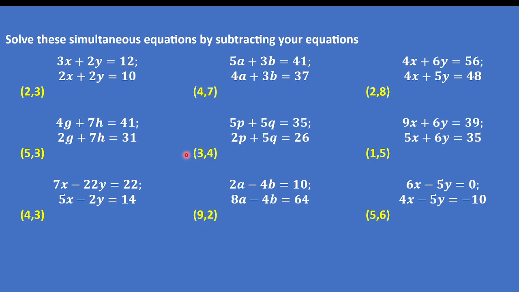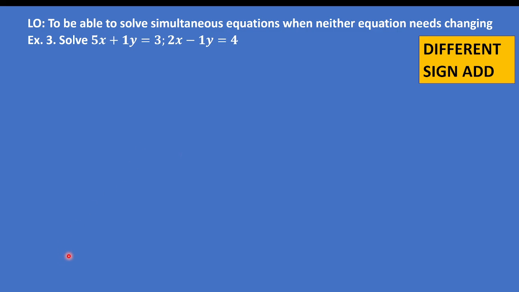Okay, so now let's move to the next slide. Here we are having 5x plus y equals to 3 and 2x minus 1y equals to 4. So as usual, what we are going to do here is write the equations and label them.